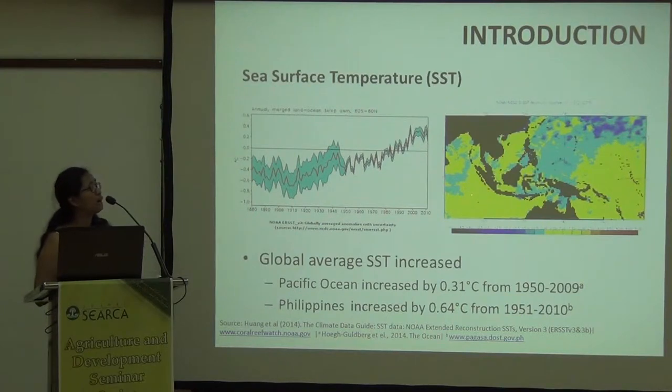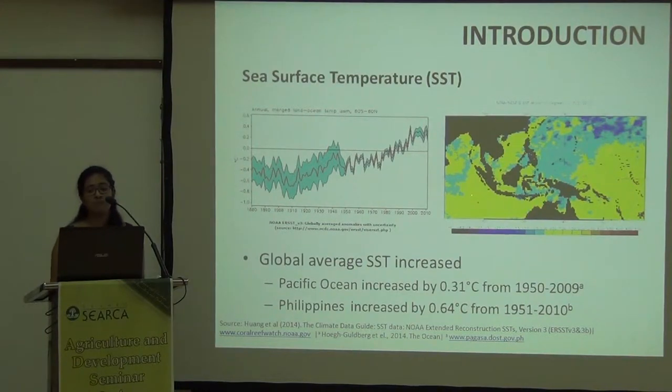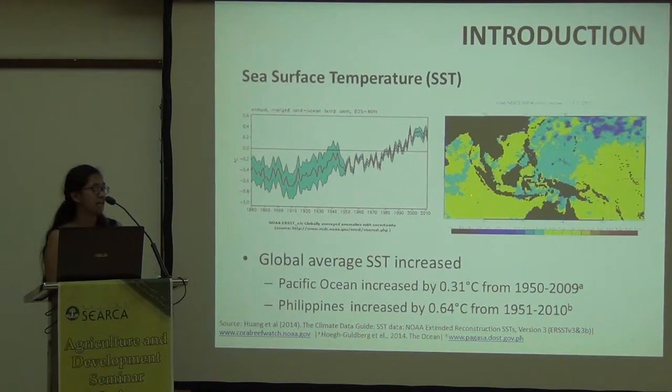So this figure here is from the Coral Reef Watch website of the NOAA, where they have this daily monitoring of sea surface temperature anomaly in our territory. So we can see here that the eastern side of the Philippines is relatively cooler as compared to the western side. And this is used to track possible coral bleaching events.